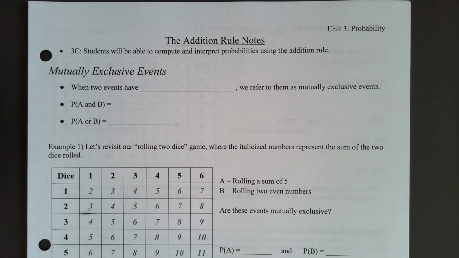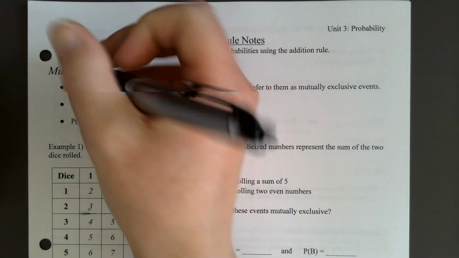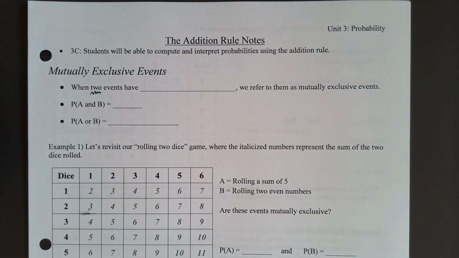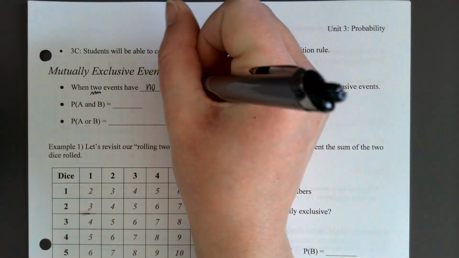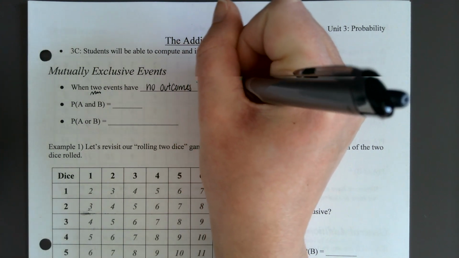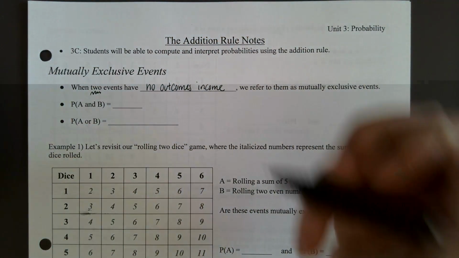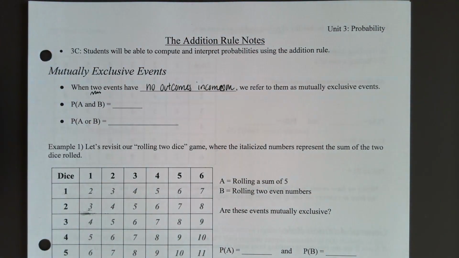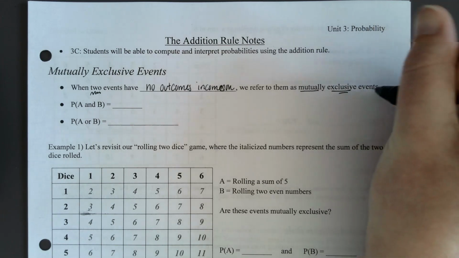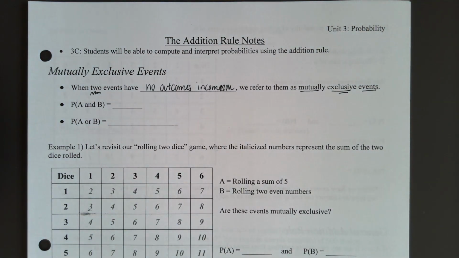So first of all, before we even start talking about the addition rule, we need to talk about something called mutually exclusive events. When you have two events that have no outcomes in common, think of them as exclusive from each other, away from each other. We want to make sure it's two events that we're looking at now, not just one, that have no outcomes in common. So we refer to them as mutually exclusive events.